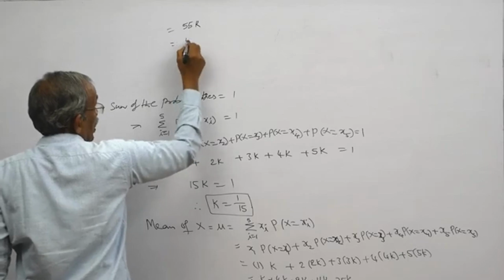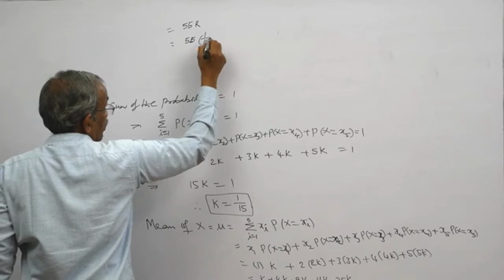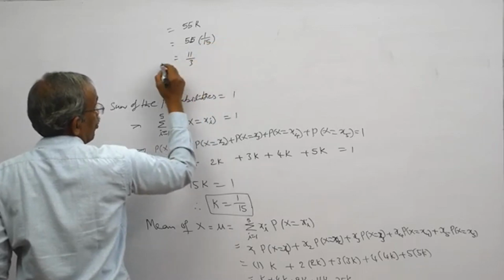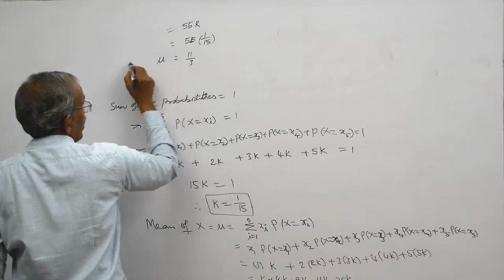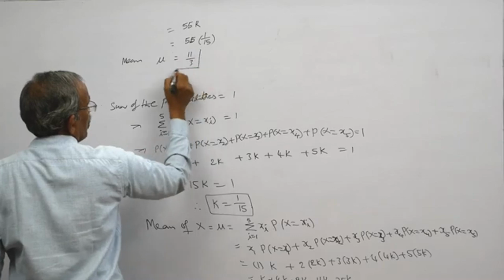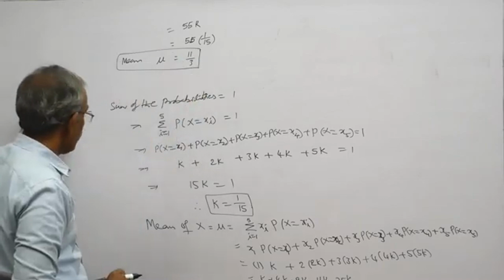55k, but k is equal to 1 by 15, that is equal to 5 11s are 55, 5 3s are 15, that is equal to 11 by 3. This is the mean of x. Mean mu is equal to 11 by 3.